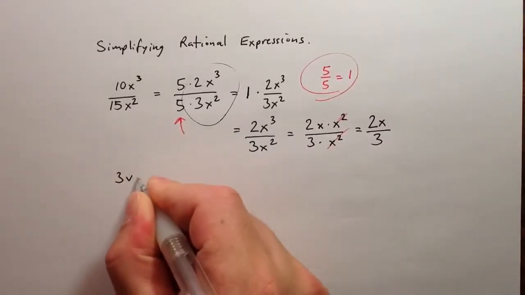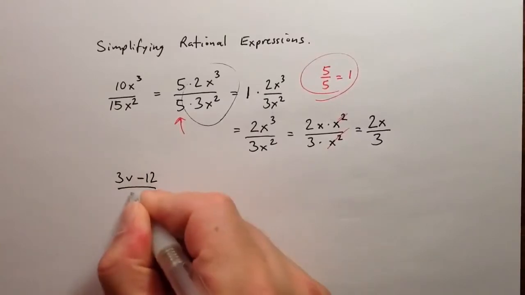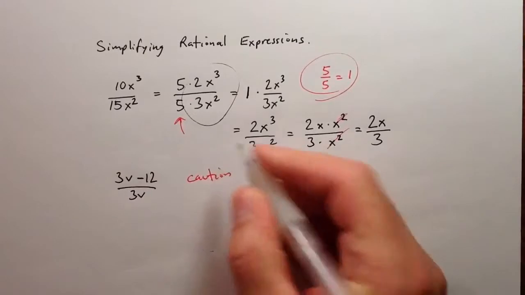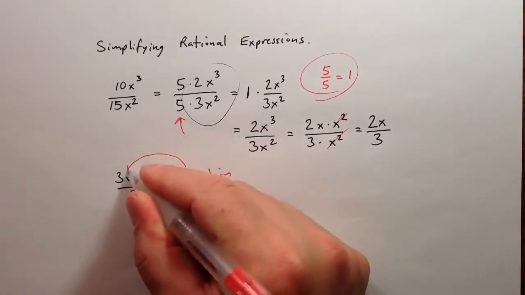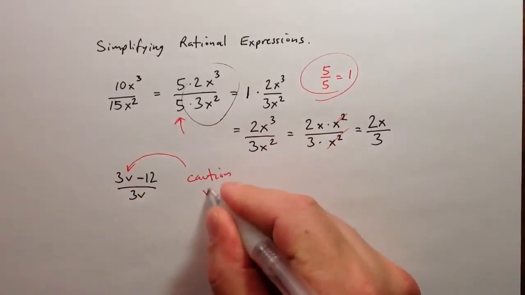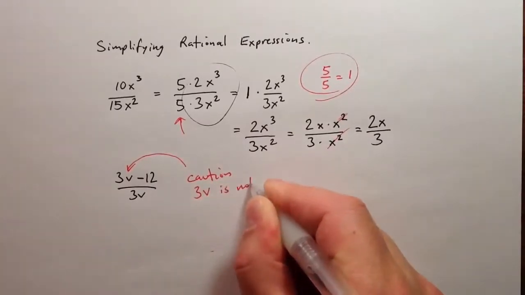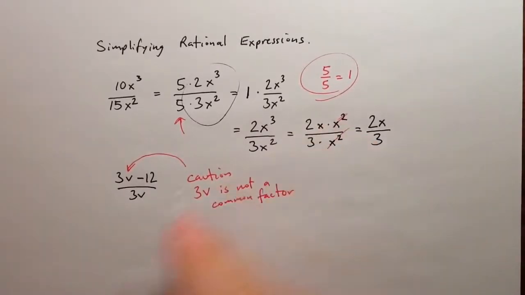Let's say we have 3v minus 12 divided by 3v. A word of caution, we have to make sure that we only cancel common factors. V in 3v is not a common factor because v isn't part of both of the terms up top. So v isn't multiplied by the whole expression. It is multiplied with the 3, but it's not multiplied with the 12.